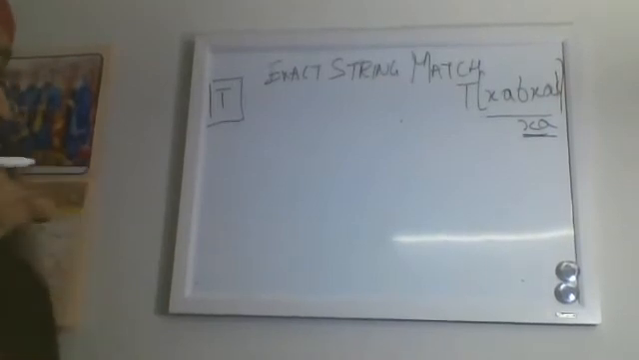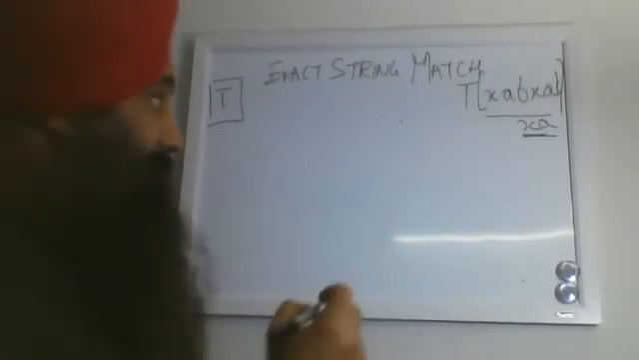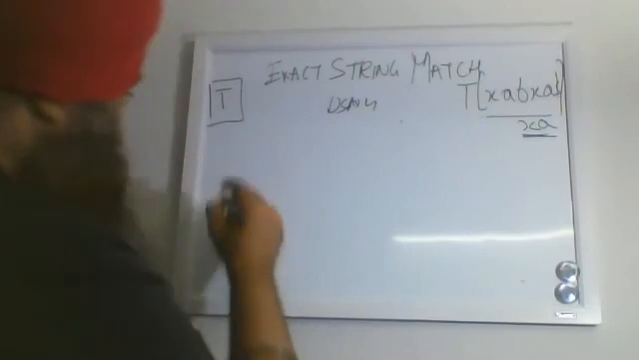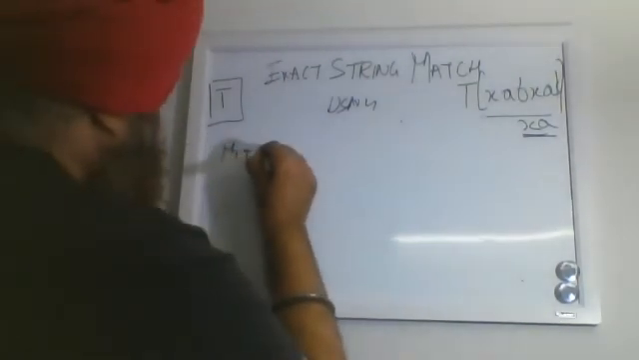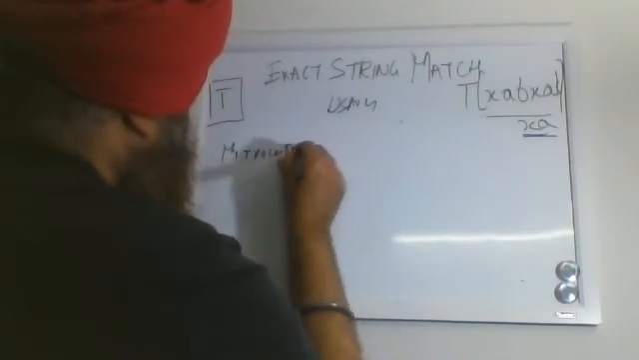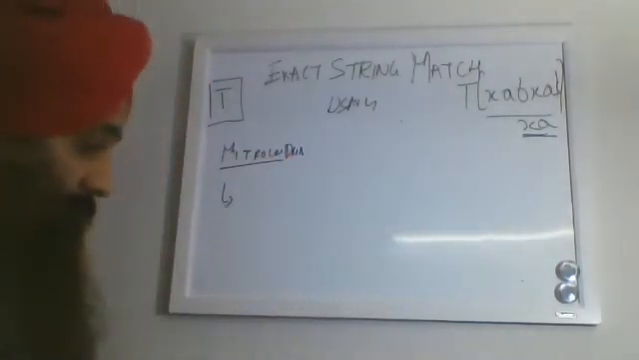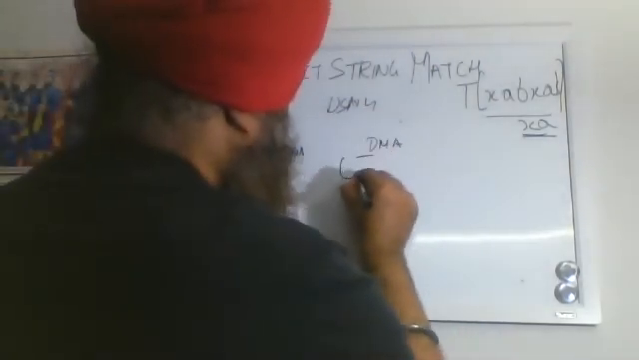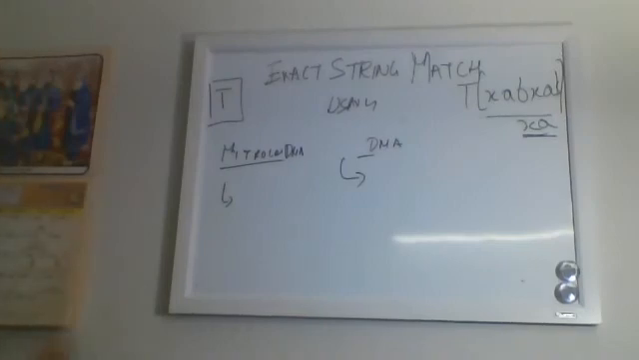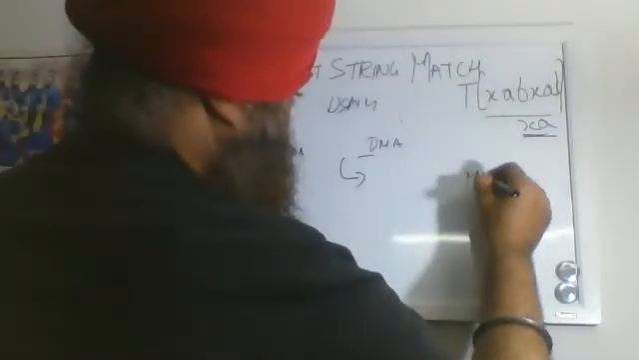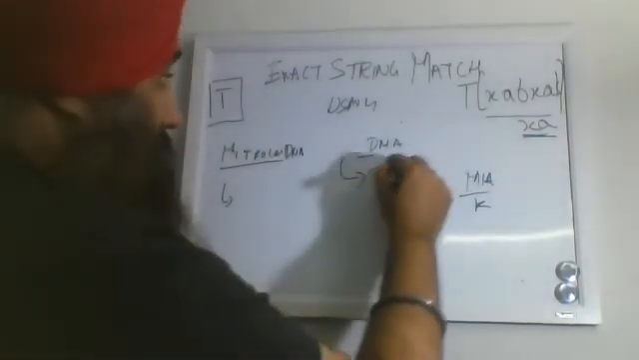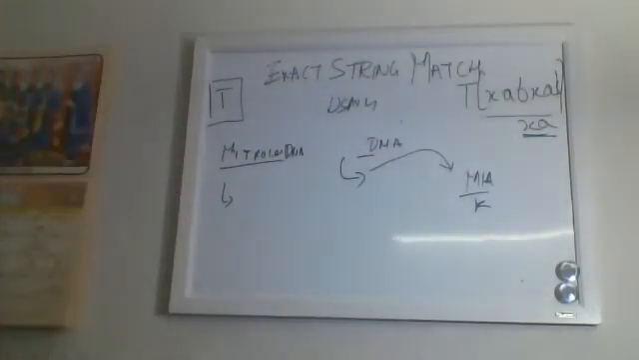So exact string matching has a real world application which the US Army uses. There are two variations of it. There's something called mitochondrial DNA. This is a small portion of our DNA. For soldiers, this DNA is taken and stored. Later on, if the soldier is killed or is missing in action, this is used to recognize him, right?